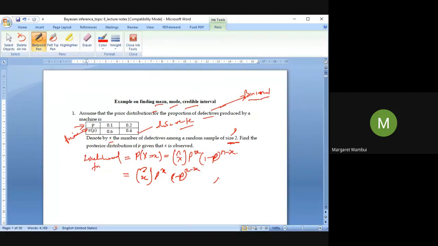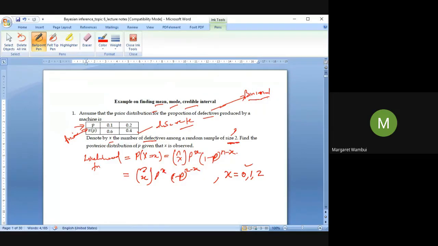So the question you now ask yourself is, if the sample size is 2, and you're looking for the number of defectives in this experiment, then what are the possible values of X? When I observe the items that are being produced by this machine, I know it is possible to get a case where there is no defective item, or there is only one defective item, or there are 2 defective items. So these will be the cases now. Either X is 0, or X is 1, or X is 2.